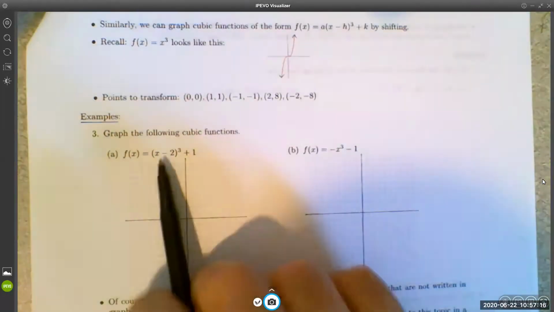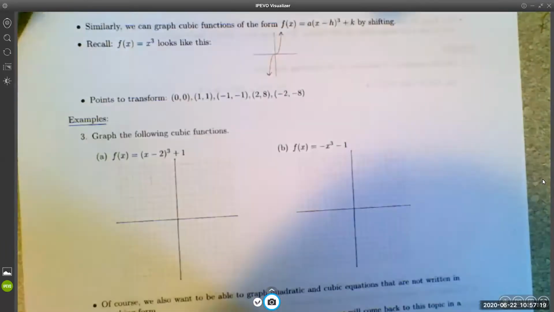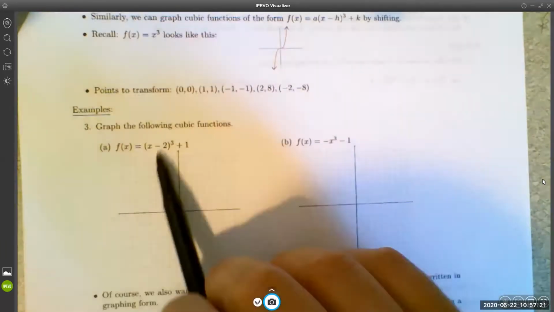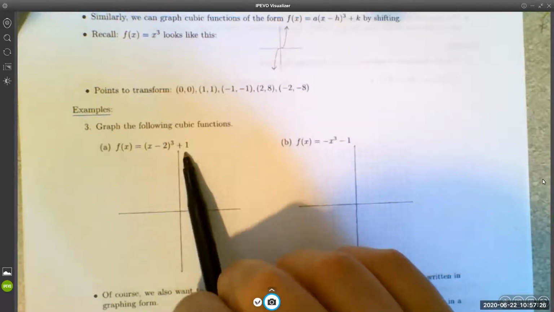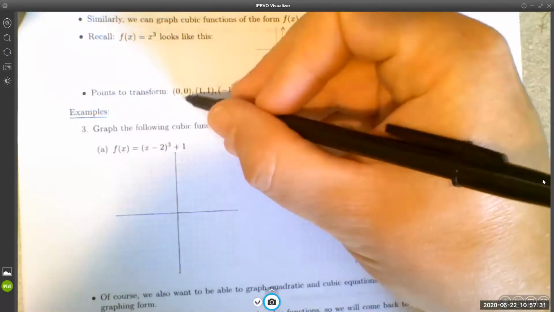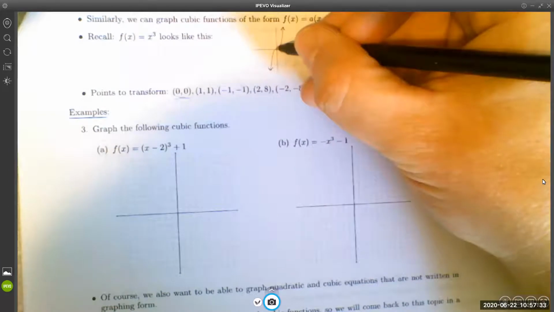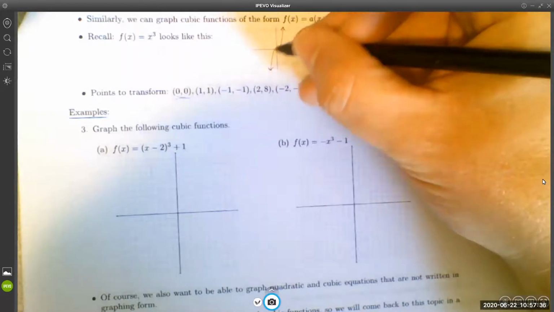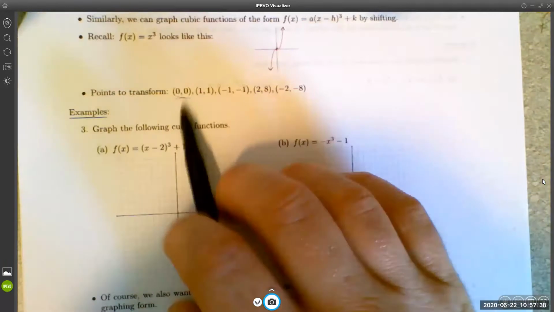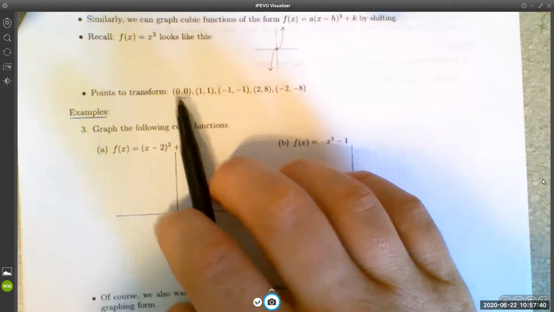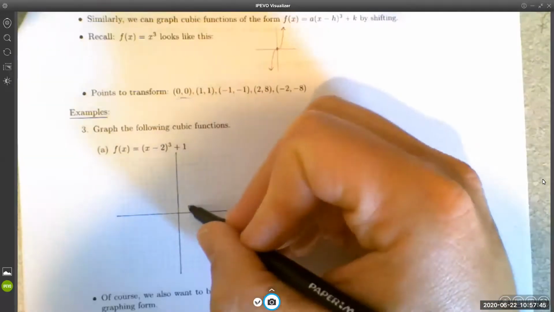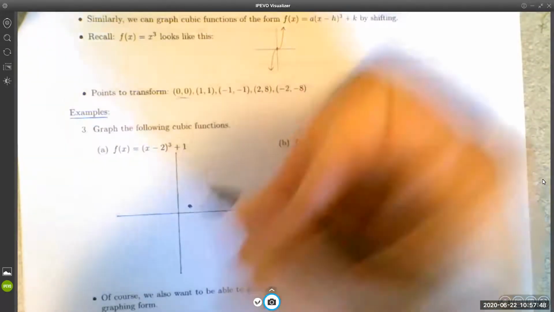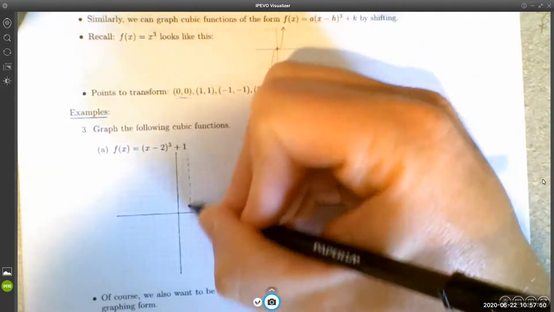Here we've got (x minus 2) cubed plus 1. This tells me that I'm going to shift right 2 and up 1. I call this the center point. It's not the vertex, but it's that point right there. It's an inflection point. Instead of that inflection point being at (0, 0), now it's going to be at (2, 1). I go right 2, up 1, and I can think of that as my new origin.